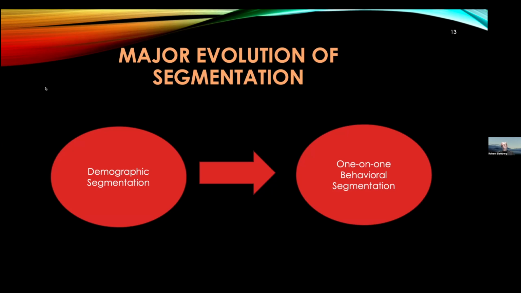But this really highlights another critical issue in segmentation, which I mentioned earlier. Demographic segmentation is who you are. One-on-one behavioral segmentation is what you do. And the data and the information that we knew was behavioral segmentation is much more powerful because what you do is a much more important indicator than who you are. But the difficulty is, especially for startups, you don't have those kinds of databases.